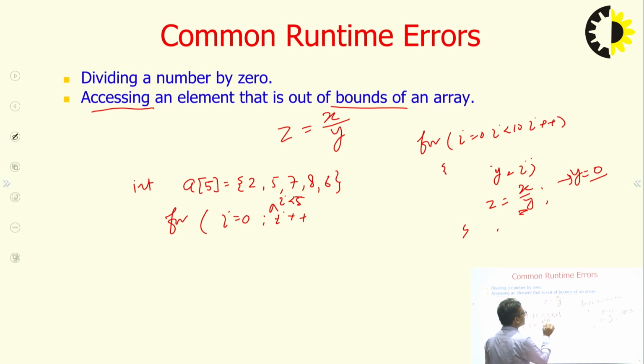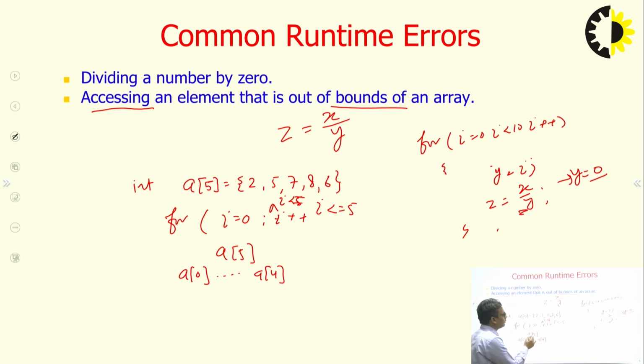If you by mistake give it I less than or equal to 5, it will go up to 5, and in an array your index will start at 0 to 4. There will not be any value at index 5. So you are trying to access a[5], which is out of bound. So it will throw an exception. It will terminate abnormally, right?